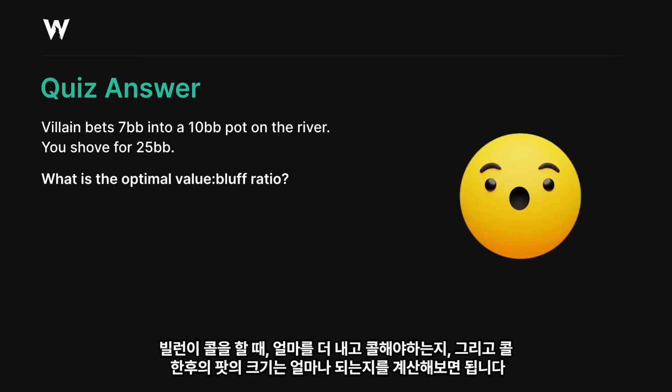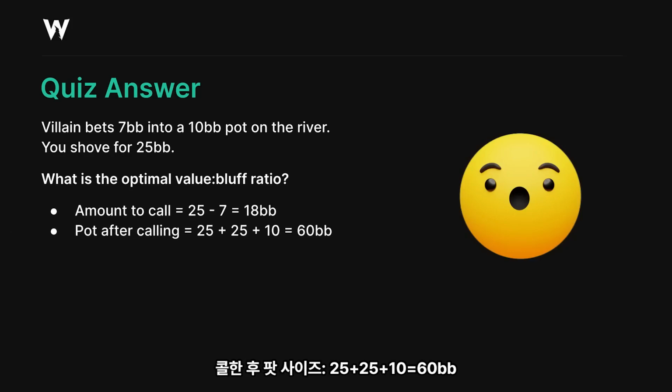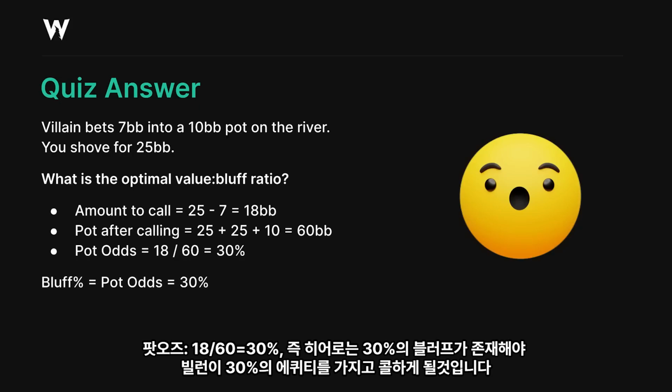Well, the equation is simply the amount they have to call divided by the pot after they call. So they need to call 25 minus 7 because they've already bet 7. So 18 more big blinds. And the pot after they call is 60 big blinds. 18 over 60 gives us 30. And therefore, they need exactly 30% equity to call.